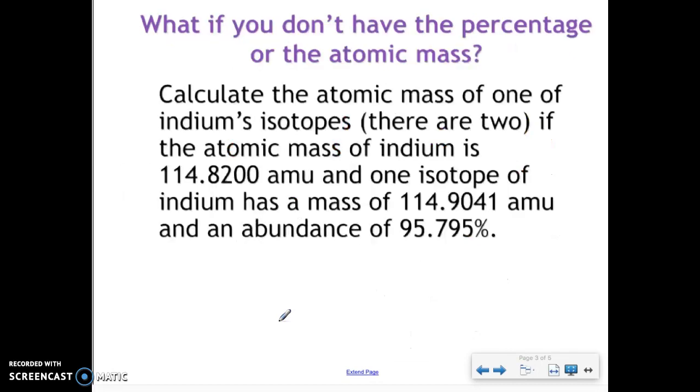All right, let's move on to another example. This one says, what if you don't have the percentage or the atomic mass? So the problem says, calculate the atomic mass of one of indium's isotopes. There are 2. If the atomic mass of indium is 114.8200 AMUs, that's the number from the periodic table, and one isotope of indium has a mass of 114.9041 AMUs and an abundance of 95.795%.